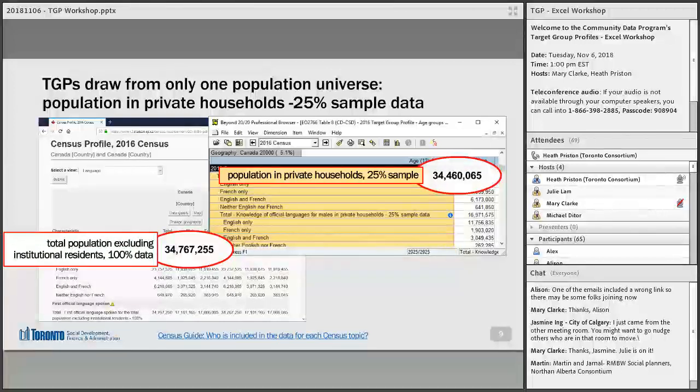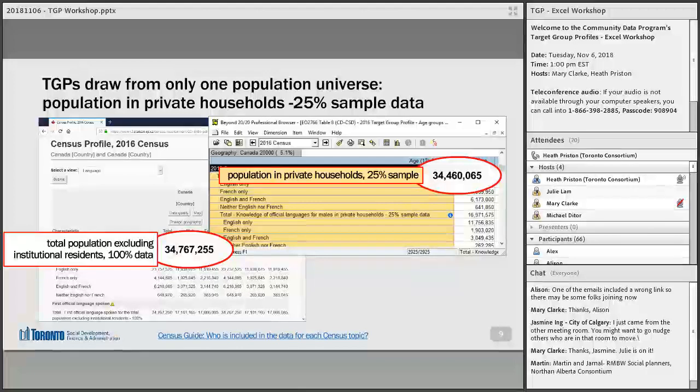And that's because the main census profile for this particular language category draws from the total population excluding institutional residents, whereas it's a smaller universe that we're drawing from for the target group profile. So there are ways we can work around that, because there are ways to get total population numbers from some of the select target group profiles, and that's good to know. But we should be careful about drawing comparisons between the target group profiles and any other census profile products.